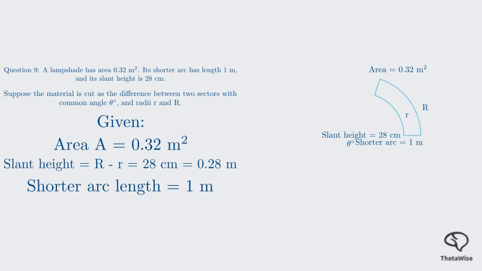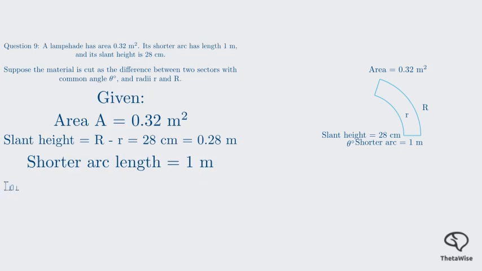First, let's use the shorter arc length. The formula for the inner arc is theta over 360 times 2 pi r. We know this equals 1 meter. This gives us our first equation relating r and theta.